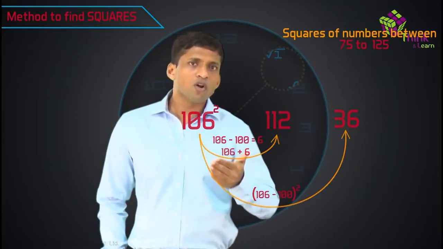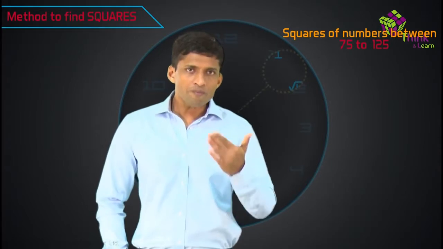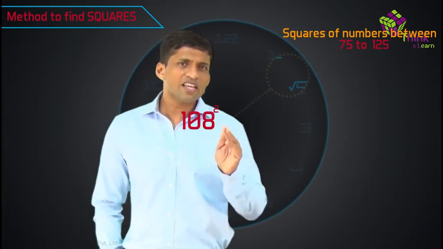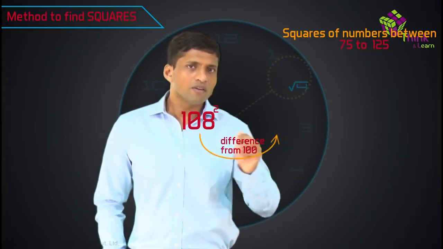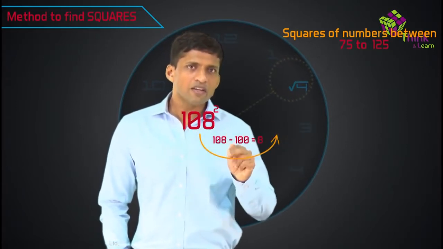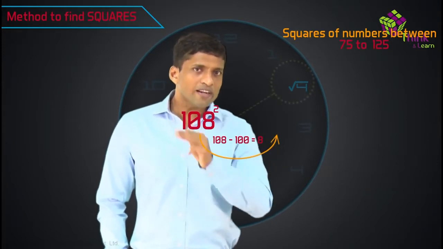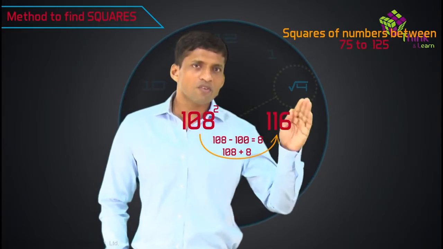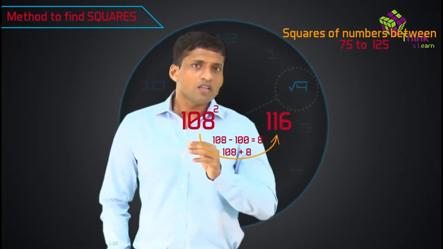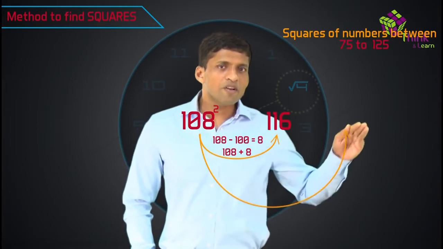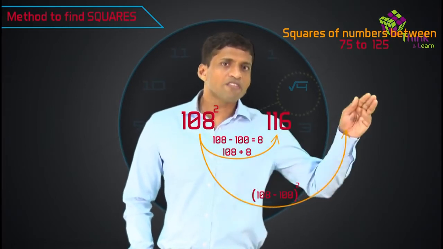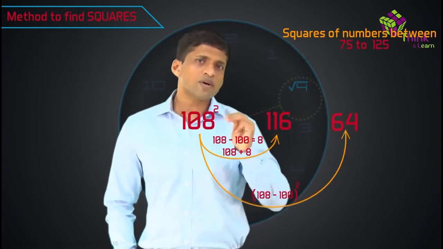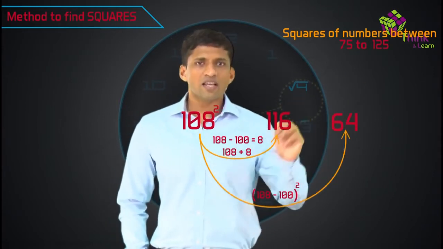I should give you one or two more examples so that it's very clear to all of you. Let's take 108 square. How do we find 108 square? Very easy. Take the difference from 100, which is 108 minus 100 is equal to plus 8. So add it to the number itself. 108 plus 8 is 116, will be the first three digits. Now, same difference, which is 8, square of that will be the last two digits, which is 64. So what is 108 square? 116, 64.